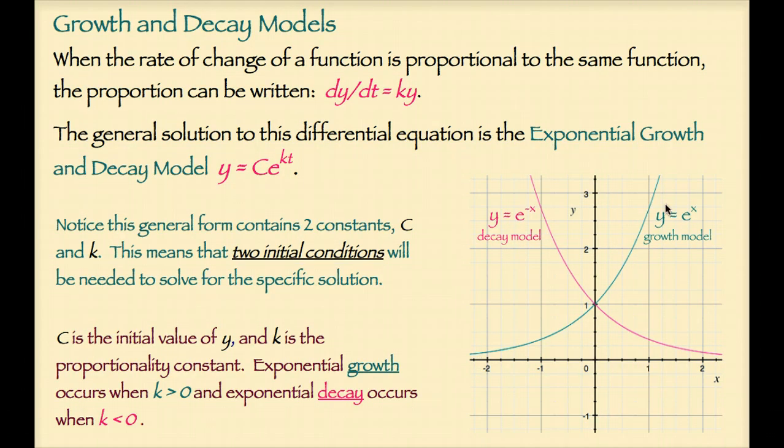Here we have a graph of the growth model y equals e to the x, where the coefficient of the exponent is positive, and a graph of the decay model, y equals e to the negative x, where the coefficient of the exponent is negative.